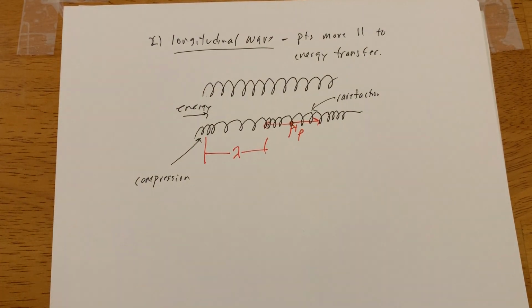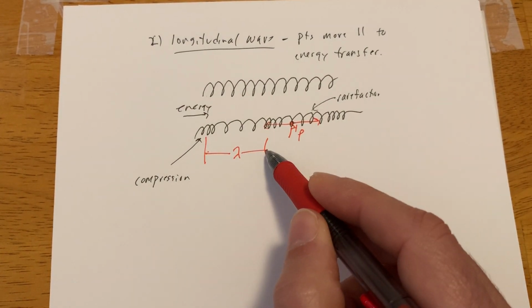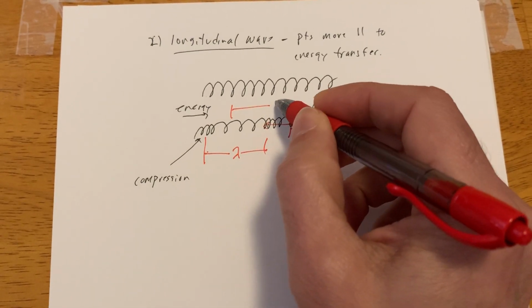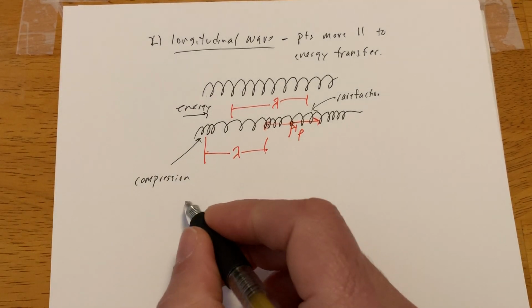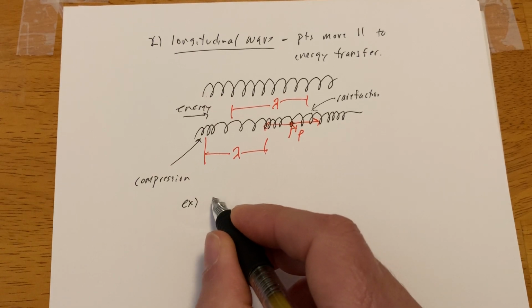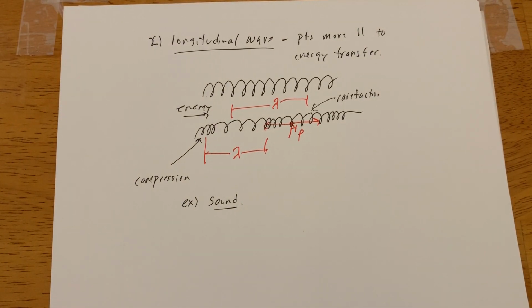So these are analogous to my crests and troughs, right? Compression to compression is a wavelength. Rarefaction to rarefaction is also a wavelength. Is that okay? As for examples of these, the big one that we're going to look at is called sound. The fact that you're hearing my voice is in fact a wave. It is transmitting energy from one place to another, and it happens to be a longitudinal wave.